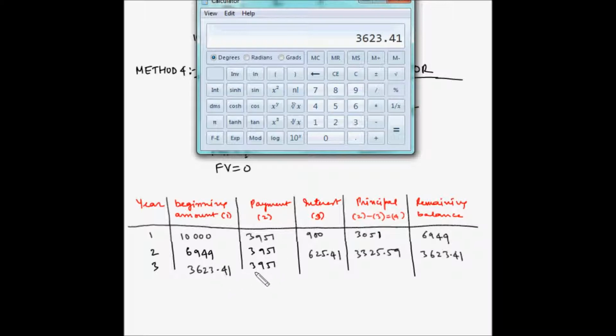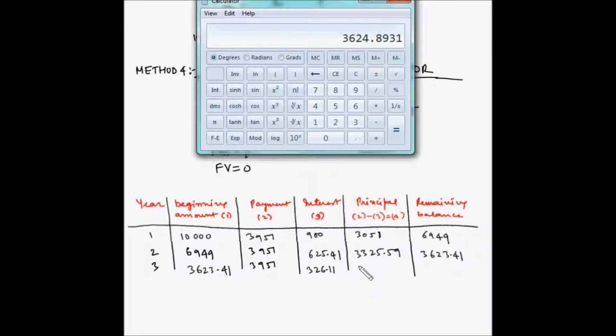The installment is the same, 3951. Interest will be 9% of the beginning amount. So this multiplied by 0.09. So we get 326.11. Principal will be 3951 minus 326.11. So this we'll consider negative and plus 3951.